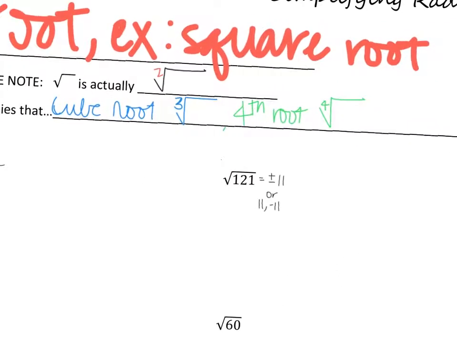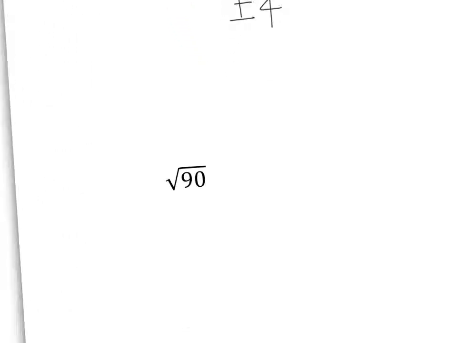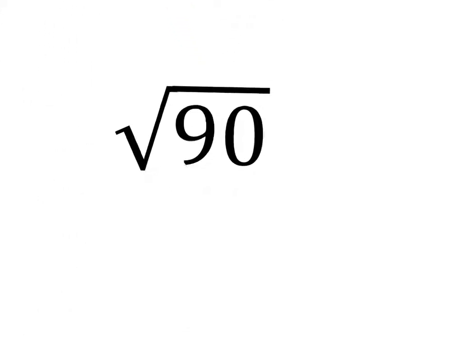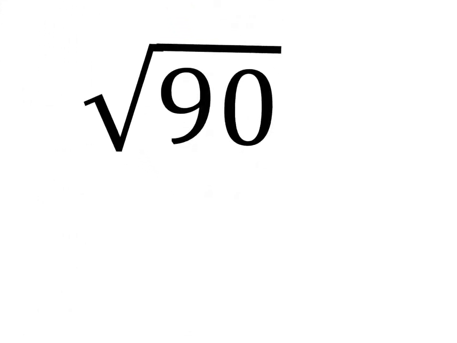So the problem comes when we end up with things like the square root of 90. 90 doesn't have a square root. So what we have to do is we have to figure out what our factors of 90 are. So I'm going to do this problem one way, and then I'm going to do the next problem a different way. And I want to show you the two different ways that you can determine this.